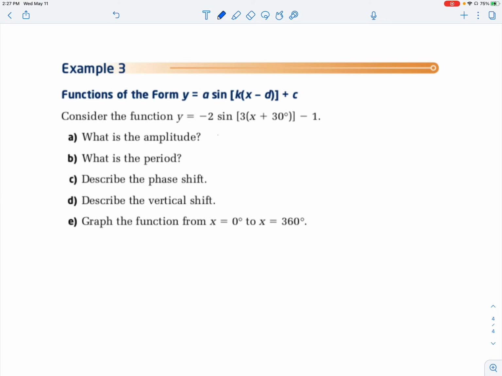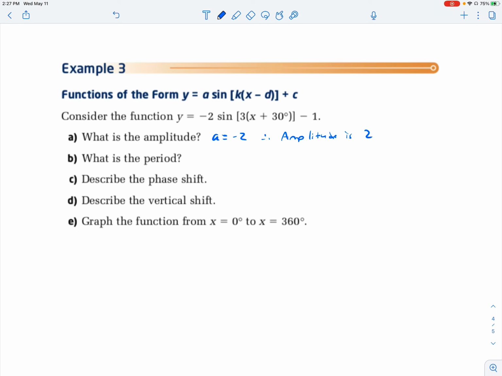So my amplitude, well, I know the a value is equal to -2. Therefore, the amplitude is 2. We don't want to say -2 because remember, amplitude is a distance. We don't need to make it negative. So when you're writing out the amplitude, just ignore the negative sign. Okay, we don't want to forget it's there though, because it is going to have an effect on our graph.